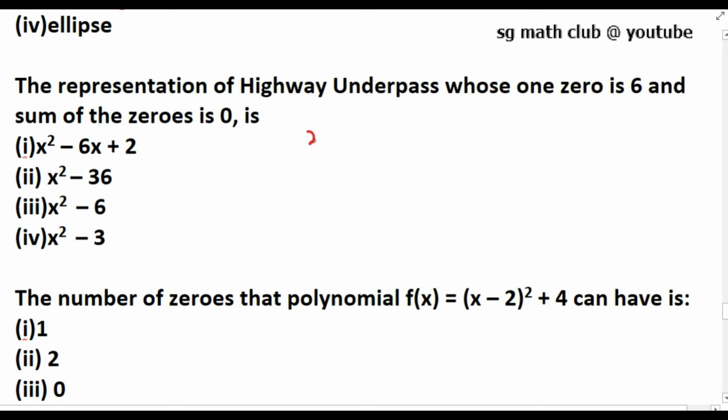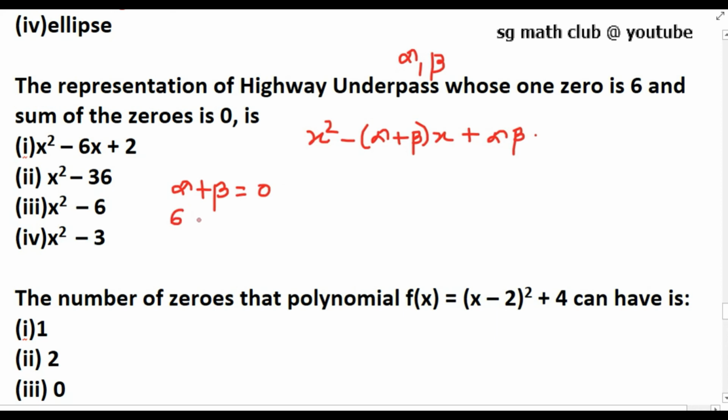So we know that if alpha and beta are the zeros, the general formula is x square minus (alpha plus beta) into x plus alpha into beta. So here one zero is 6 and the sum of the zeros is 0. That means alpha plus beta is 0, but alpha is 6. So what will be the beta? Beta will be minus 6.